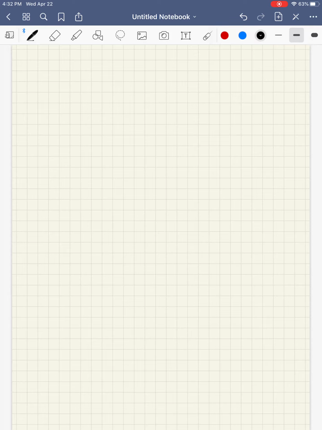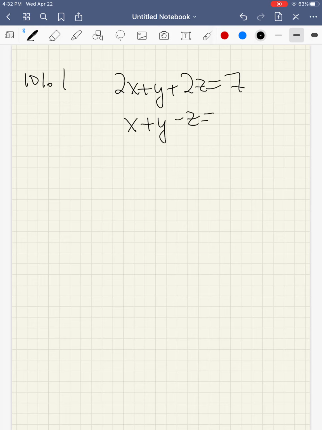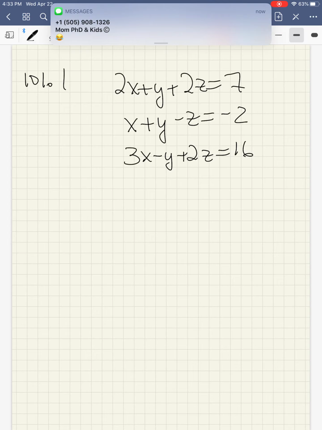All right, so if you look on page 576, example 101.1, the system is 2x plus y plus 2z is equal to 7, and x plus y minus z is equal to negative 2, 3x minus y plus 2z is equal to 16, and it's asking us to solve for x, y, and z using Cramer's rule. All right, so the denominator of the solution is always going to be the same, whether it's x, y, or z, and it's always going to be this part right here.